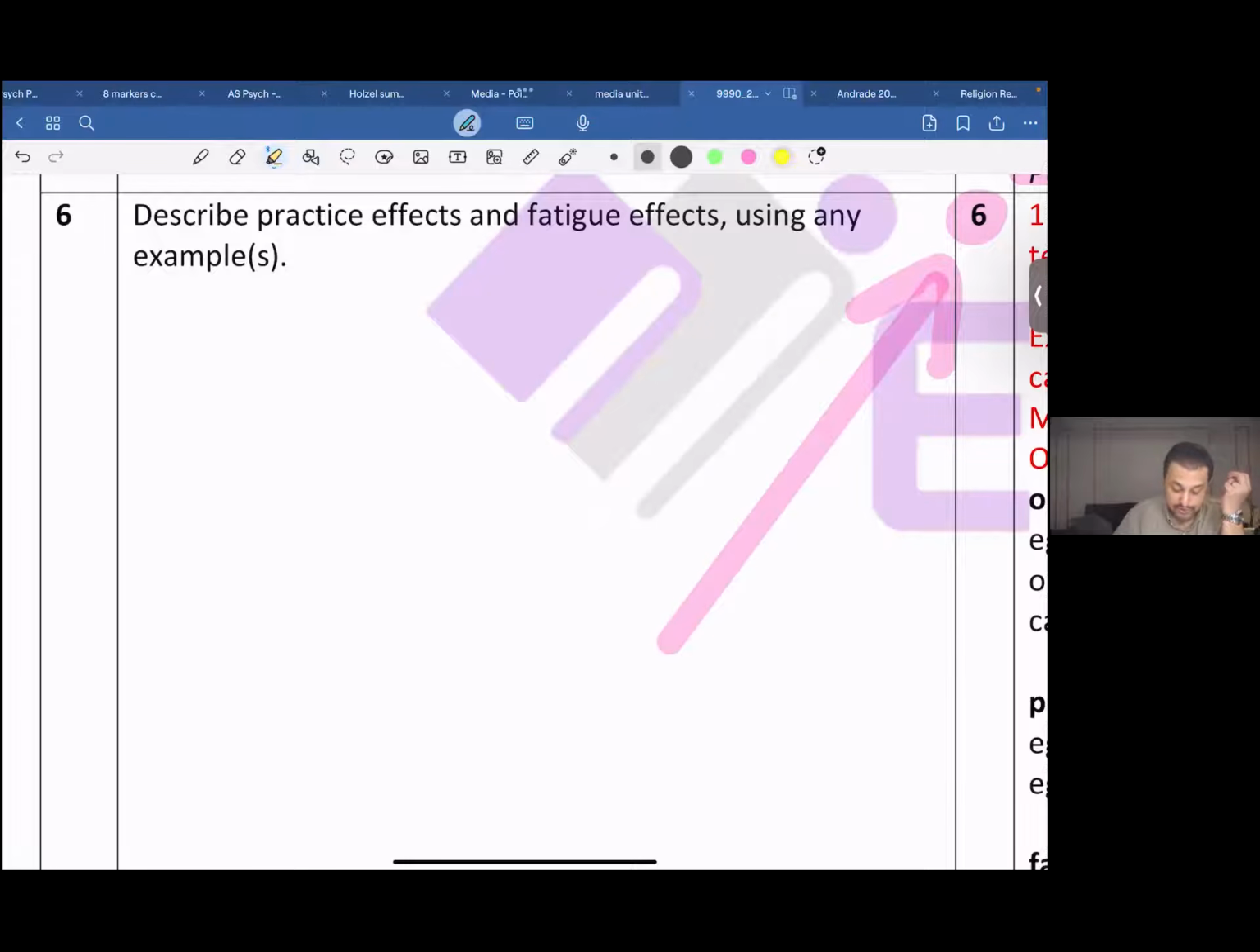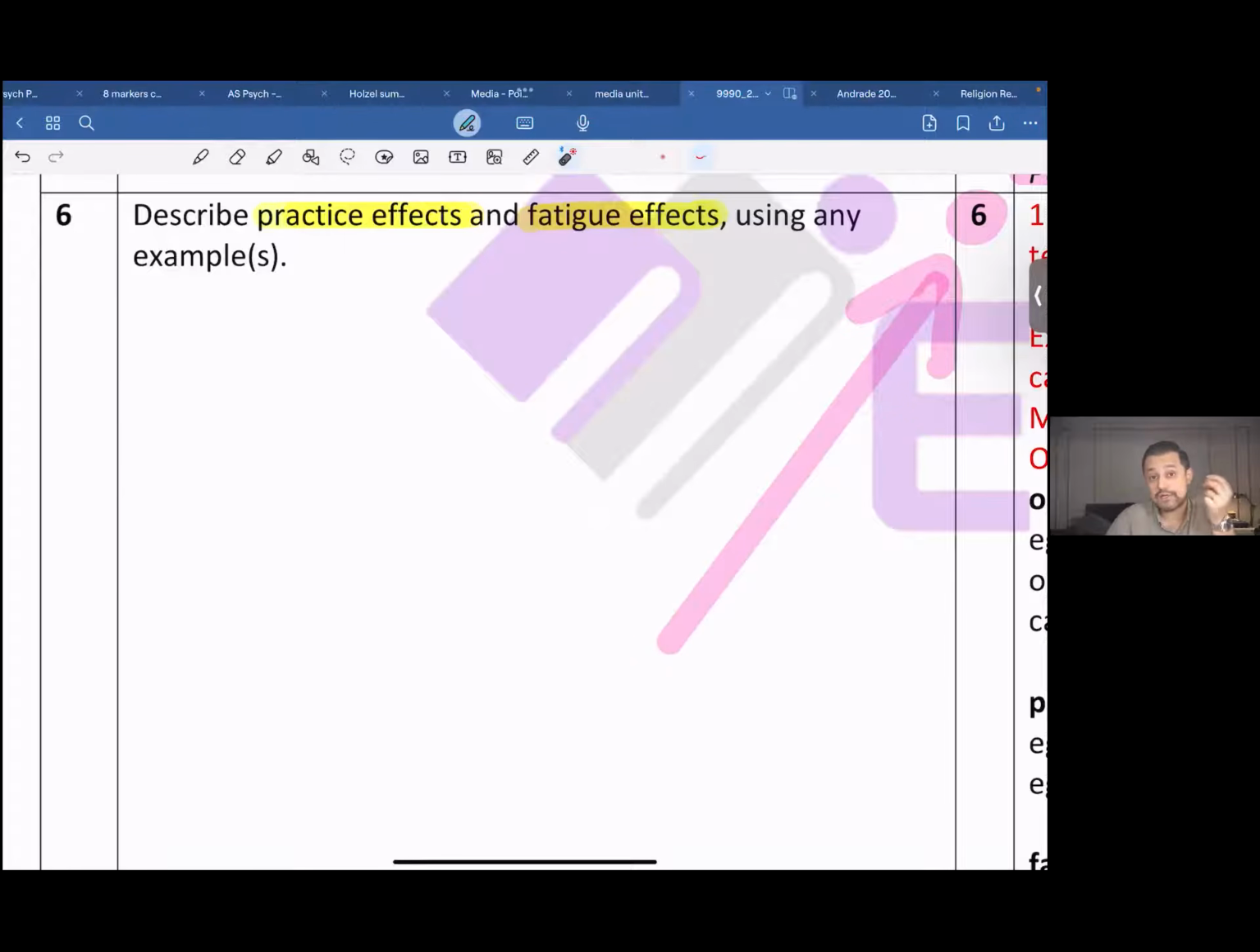Having a look at this question, it reads, describe practice effects and fatigue effects using any examples. Now, using any examples, there are many students who get confused over here. When the examiner says any examples, it could be any examples. It could be an example from the core study, or otherwise you could make up an example over here too.